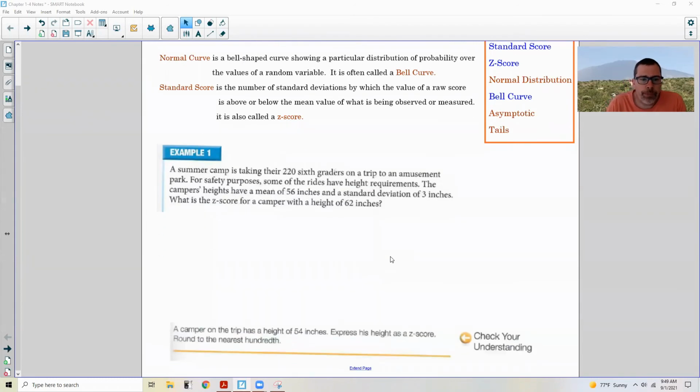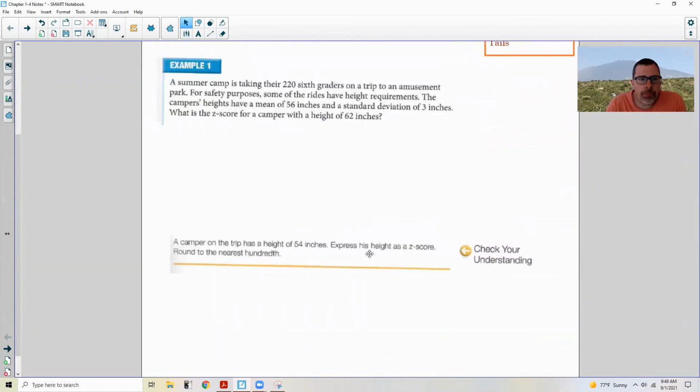Okay, example one. A summer camp is taking their 220 sixth graders on a trip to an amusement park. For safety purposes, some of the rides have height requirements. The campers' heights have a mean of 56 inches and a standard deviation of 3 inches. What is the z-score for a camper with height of 62 inches? No idea.